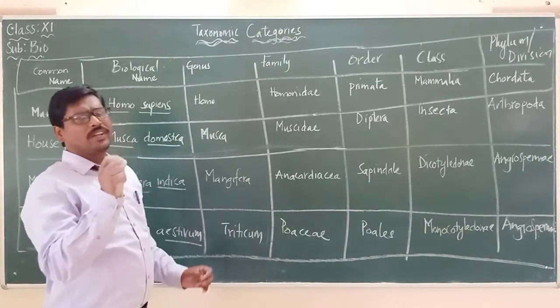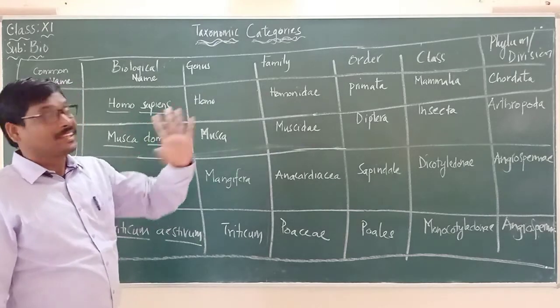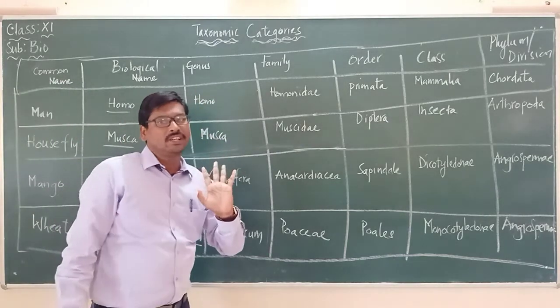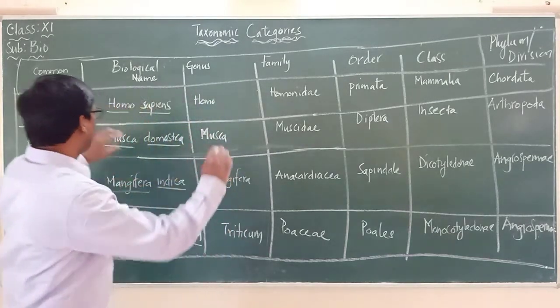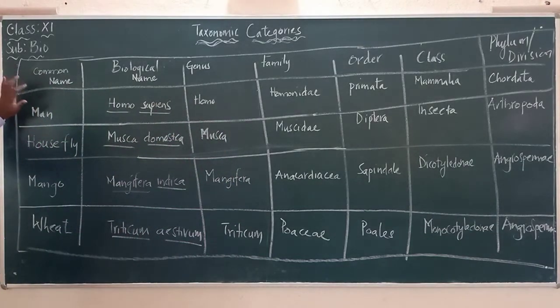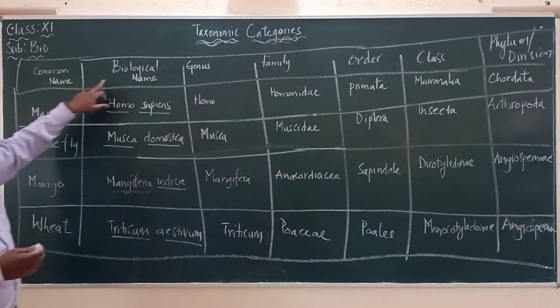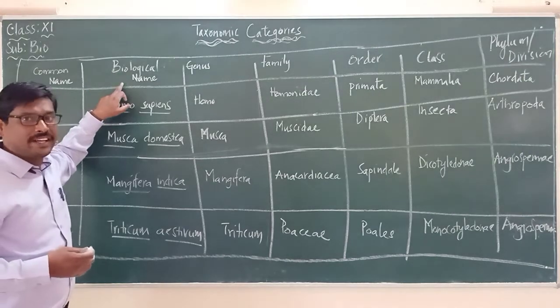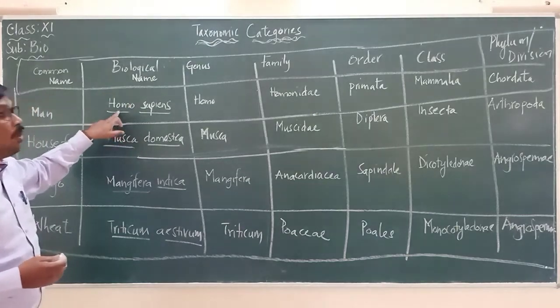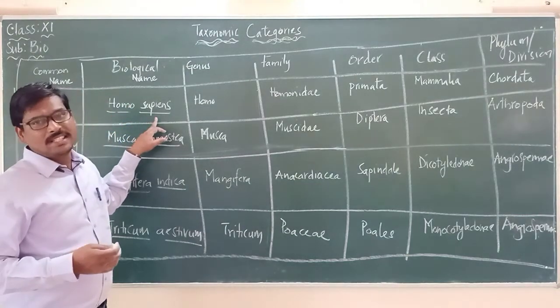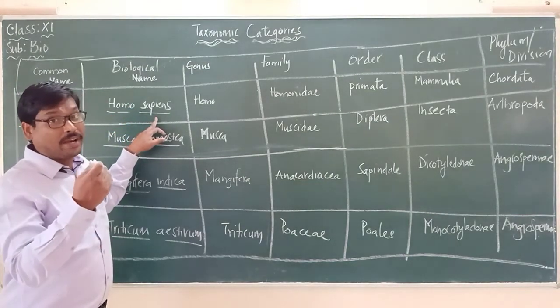Now we will quickly see organisms with the taxonomic categories. If you are seeing the common name, man, the common name of human beings is man. And the biological name, the scientific name, is Homo sapiens.